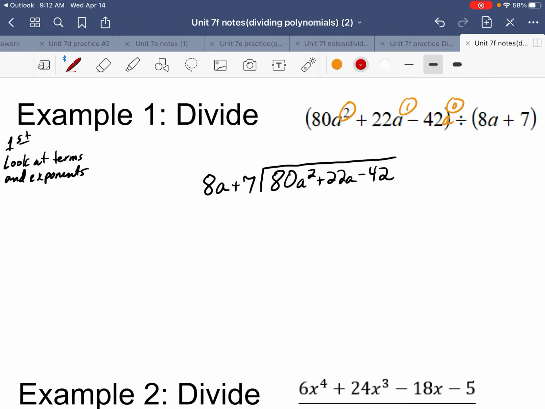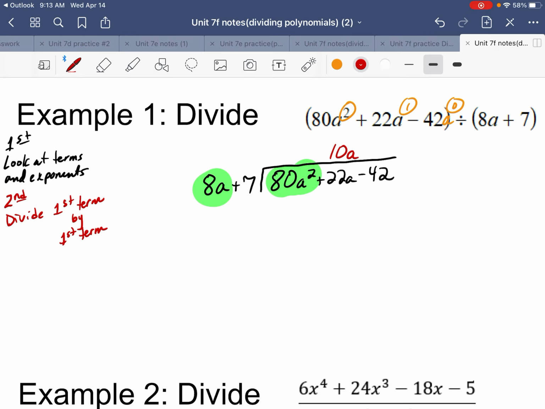Our next step is that we are going to start our division. I want to say the second step is to divide first term by first term. So we're going to highlight the terms. We have the leading terms, so 80a squared divided by 8a. So 80 divided by 8 is 10, and a squared divided by a is a.